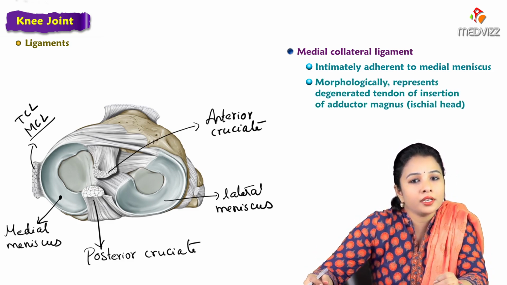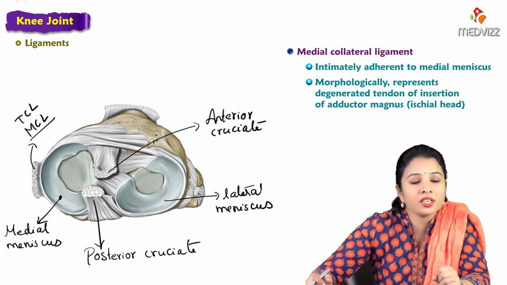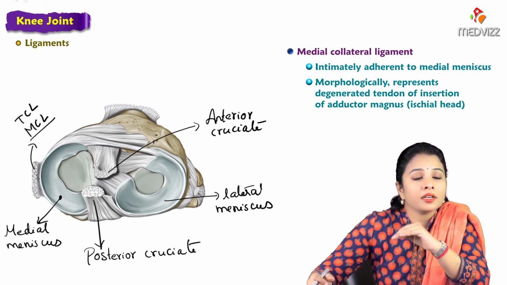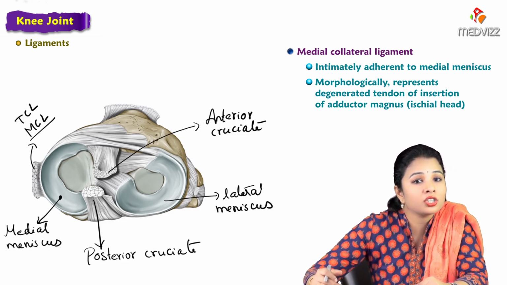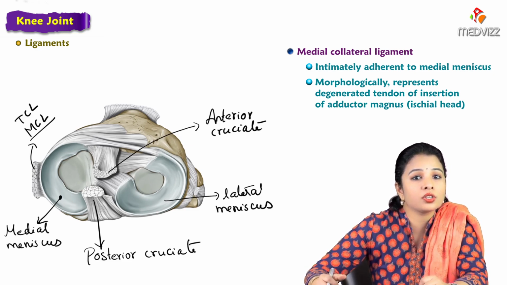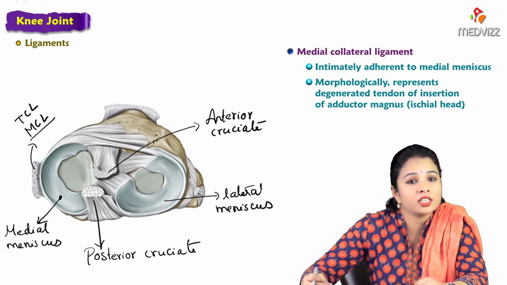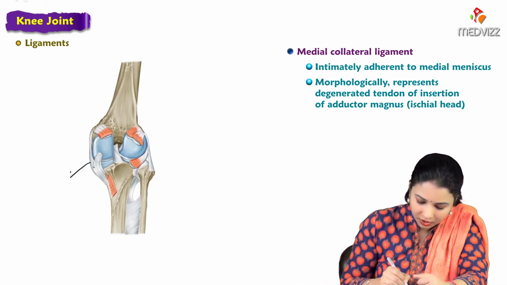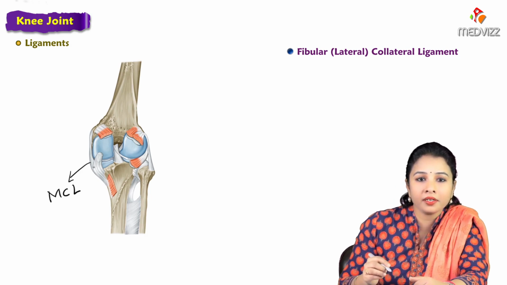So morphologically, medial collateral ligament represents the degenerated tendon of insertion of adductor magnus, to be more specific, the ischial head of adductor magnus. I said proximally medial collateral ligament attaches to the adductor tubercle, where the ischial head of adductor magnus muscle inserts. So from the adductor tubercle this ligament continues. So morphologically it is the insertion, that is the continuation, of adductor magnus. So this is the medial collateral ligament. Next, about the lateral collateral or fibular ligament.